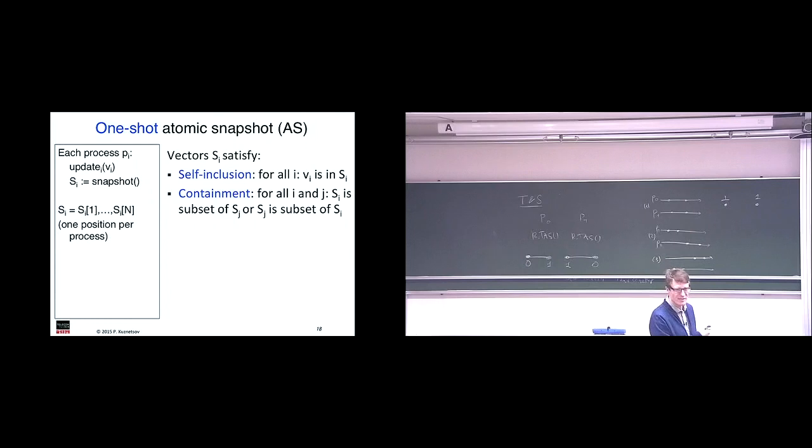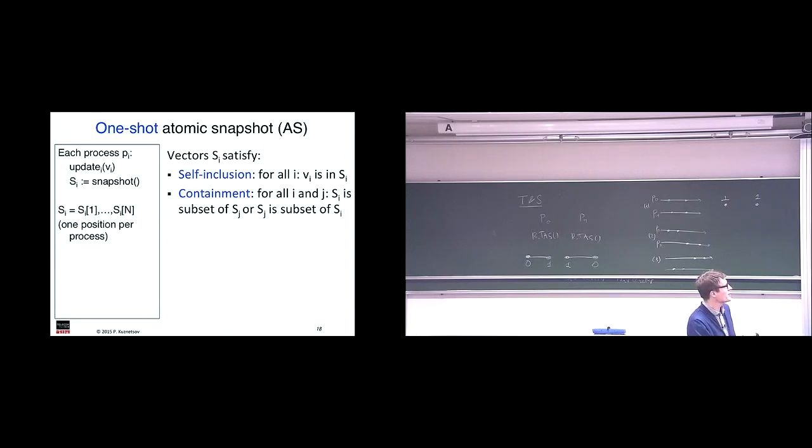I claim, given the specification of the atomic snapshot, that these vectors Si obtained by different processes Pi, like S0, S1, S2, satisfy these two properties. One property is immediate, it's called self-inclusion. It says that the value which the process writes itself is of course contained in the snapshot. You cannot miss it. You first write it to the memory, and then you take a snapshot. Of course, you find at least your own value there. So self-inclusion is immediate.